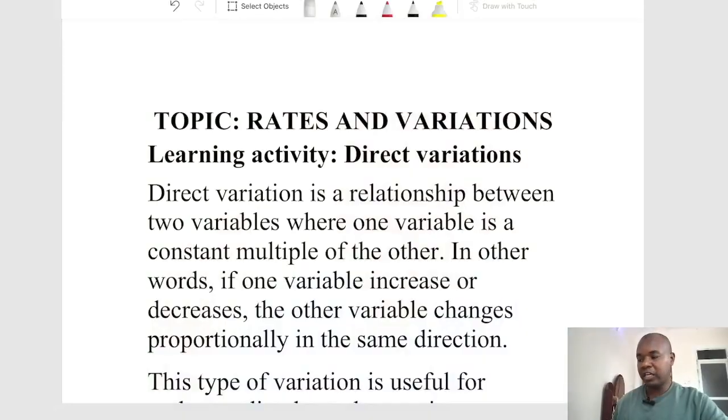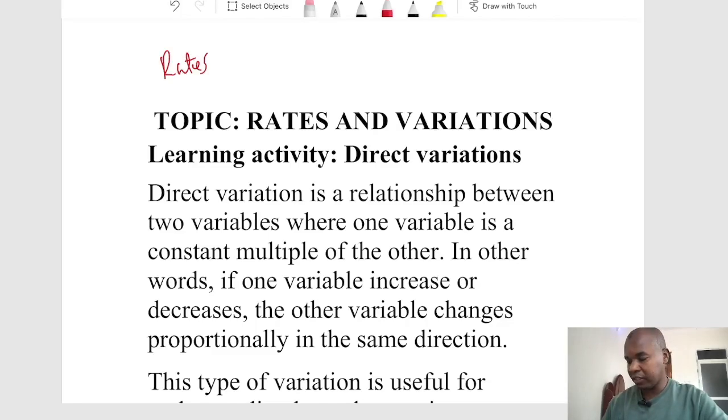Tunaendelea kufanya coverage ya topic ya kwanza kabisa ya kidato cha pili, hasa kwa mtaala mpya, kwa maana wale ambao ni kidato cha pili mwaka wa 2026 ambao unaanza siku 2-3 zijazo, ikiwa ni siku ya tarehe 30 mwezi wa 12 mwaka 2025. Kwenye topic ya rates and variation, so far tusha cover part ya rates na tusha solve maswali kwa ujumla wake.